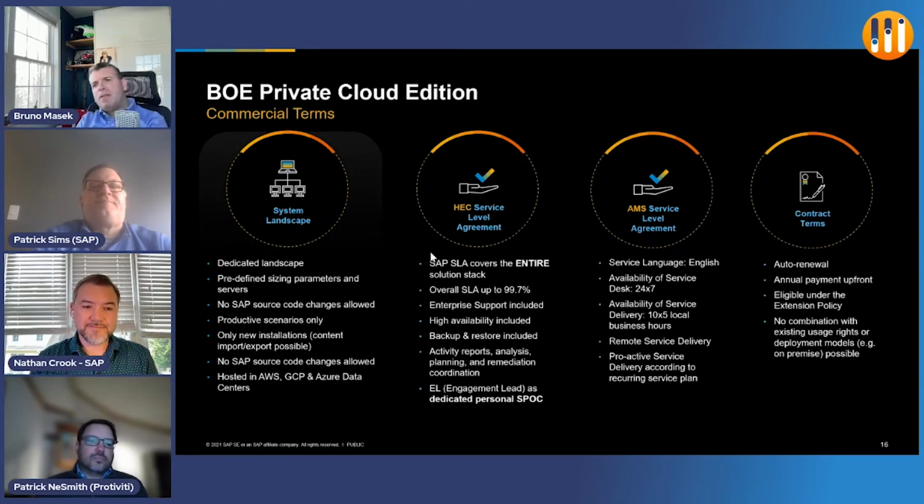Hey, from a sizing perspective, you've got edge deployments, small, medium, large. You've got all types of different sizes out there. So from a sizing perspective, at what size does it make sense to go to PCE?